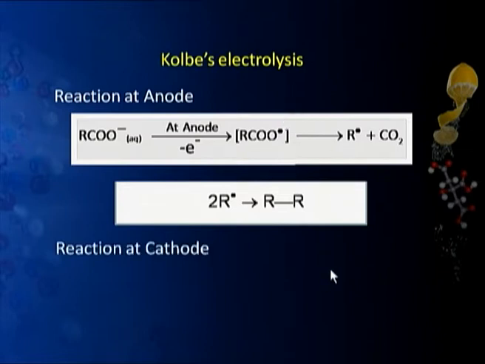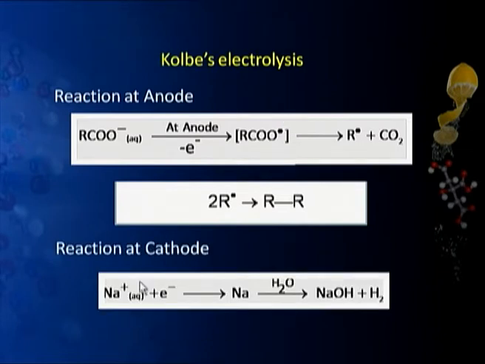Then what happens at cathode? The sodium ions move towards cathode. There they take up the electron, means a reduction occurs, and they form sodium metal. The sodium metal immediately reacts with water, forming sodium hydroxide and hydrogen gas. So, at cathode hydrogen is liberated and at anode we get the corresponding alkane.